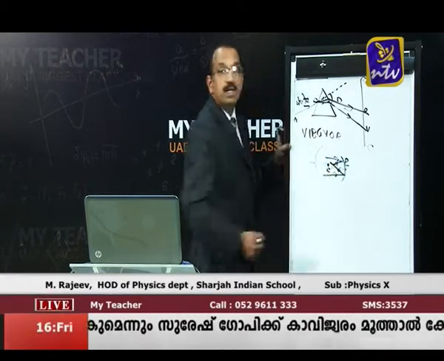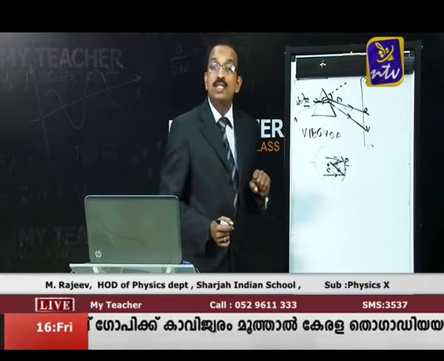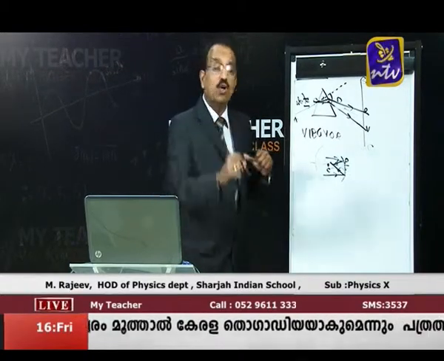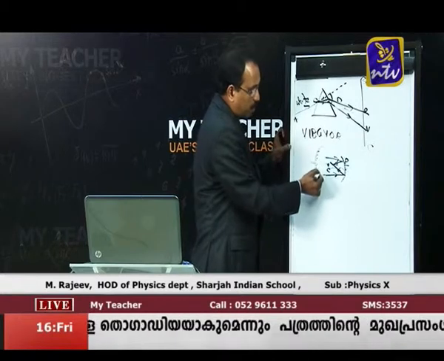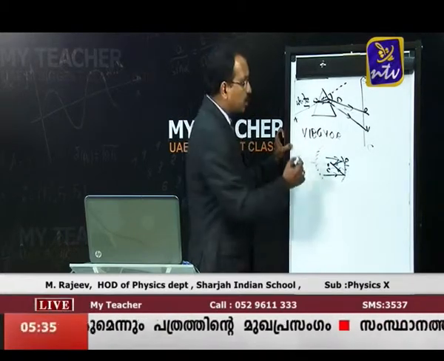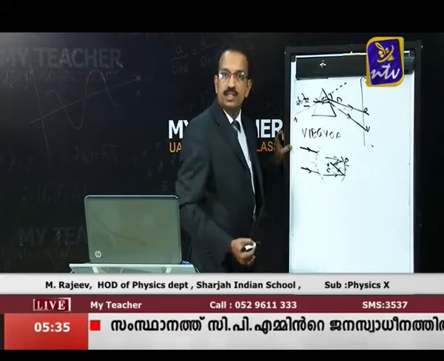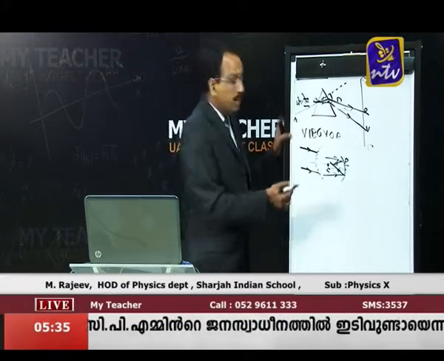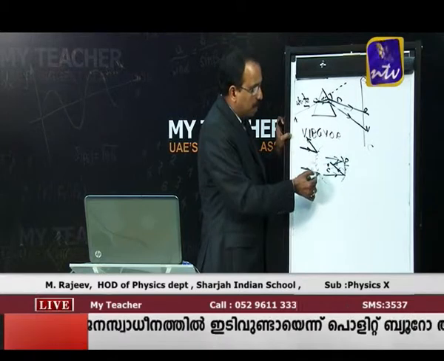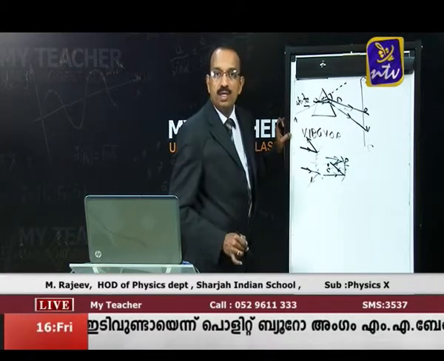This point is the principal focus of the concave mirror. How about if it is a convex mirror? See, this is a convex mirror. If the light rays are falling like this, what will happen to these rays? These rays will diverge away. In the convex mirror, the rays will diverge away.